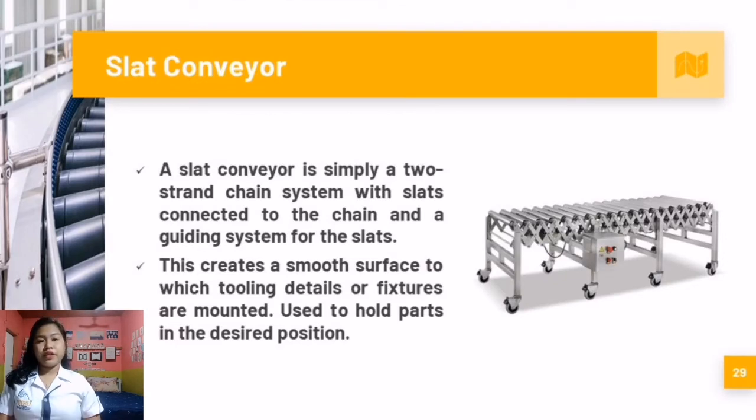Slat conveyor. A slat conveyor is simply a two-strand chain system with slats connected to the chain and a guiding system for the slats. This creates a smooth surface to which tooling details or fixtures are mounted that is used to hold parts in the desired position.